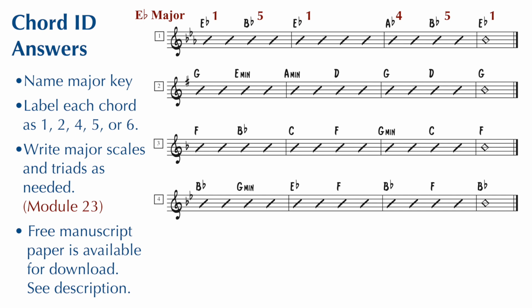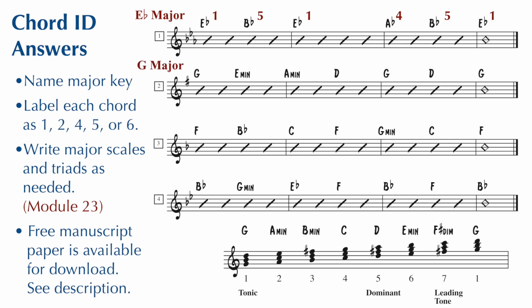Number 2 has 1 sharp in the key signature. We are in G major. We write out the G major scale and its triads for reference. Of course, G major is the 1 chord. E minor is the 6 chord. A minor is the 2 chord. D is your dominant, or your 5 chord. There's your G again, that's your 1 chord. And your D, that's your 5, and G, your 1.